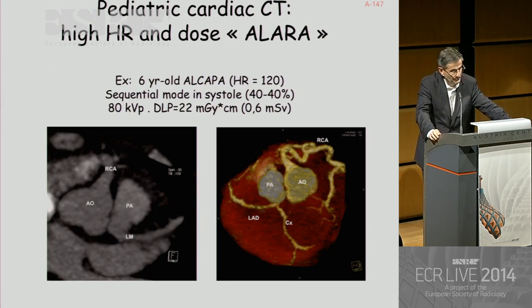Typically, in pediatric application, you need low dose because these are children. Children have high heart rate, and you have to be as low as reasonably achievable. In this young patient, a 6-year-old with a heart rate of 120, it's our routine to use systolic acquisition in sequential mode at 40% of the RR interval, or just at the peak of the T wave. It's more or less the same, using low kilovoltage settings, which account after correction for the body size, because the DLP given by the manufacturer is not always exact in babies, so it makes around 0.6 millisieverts. So you can see nicely here coronary arteries in anomalous left coronary artery arising from the pulmonary artery.